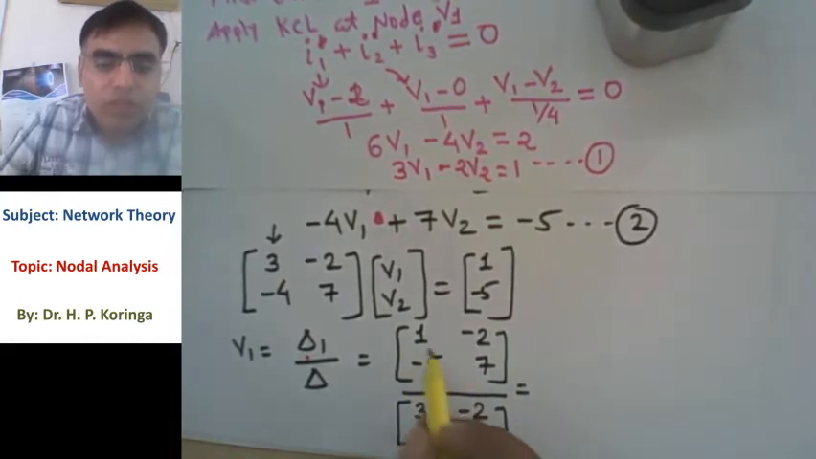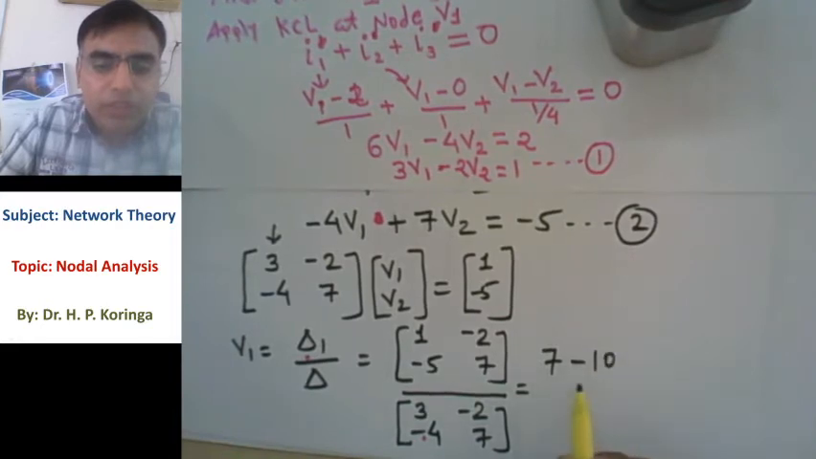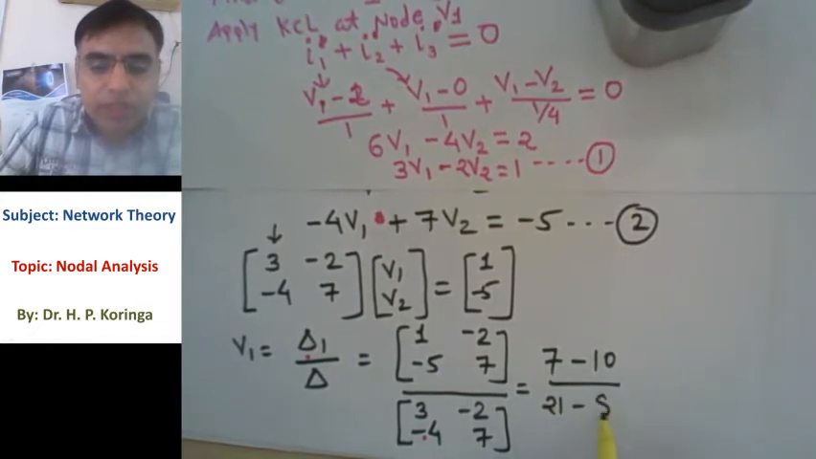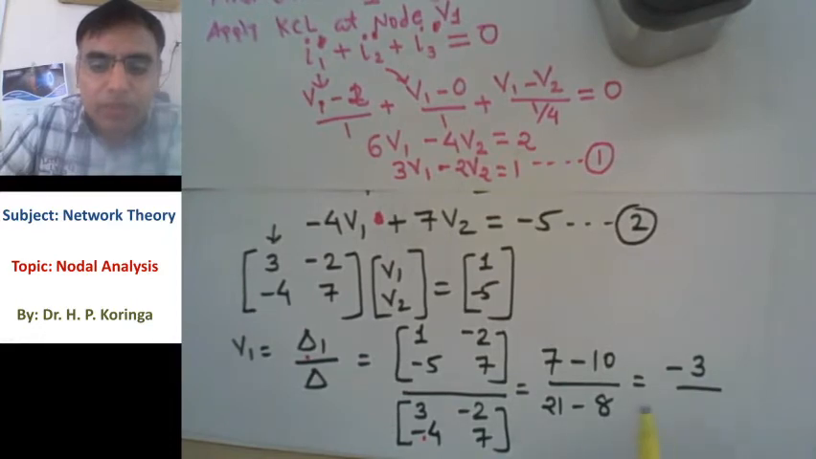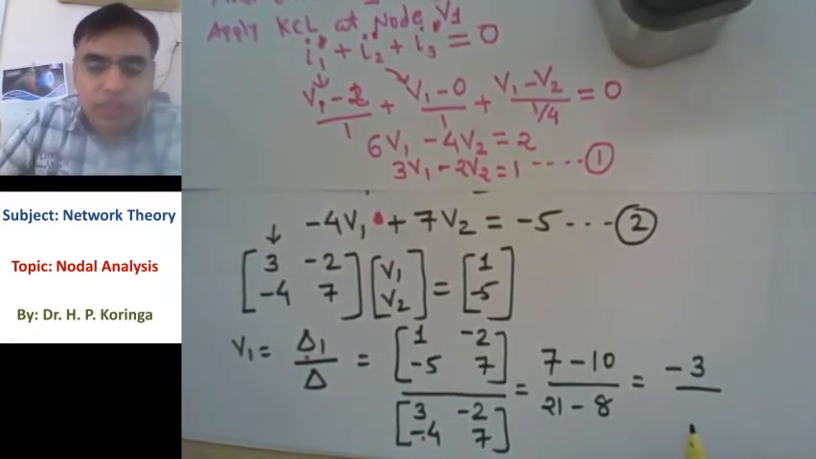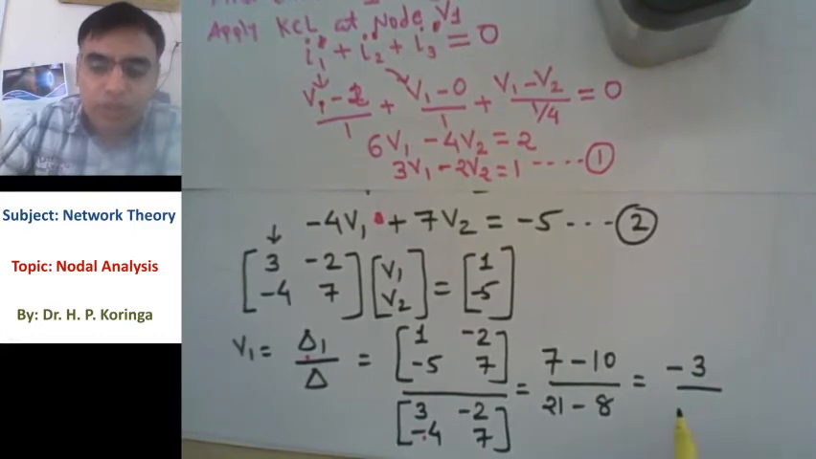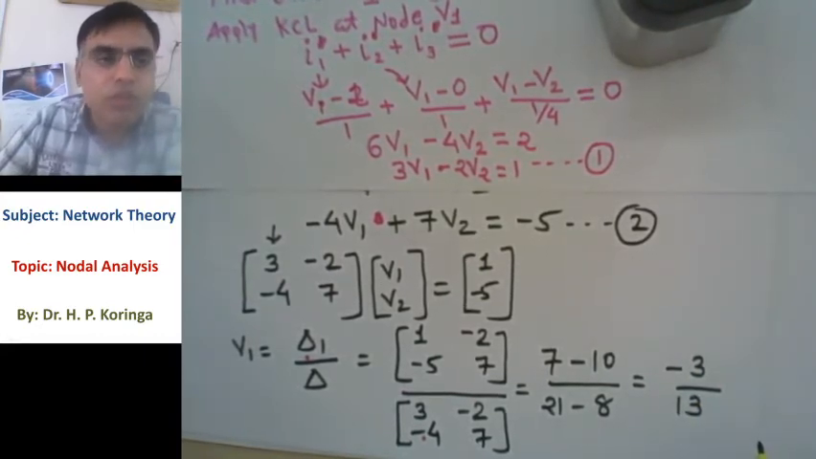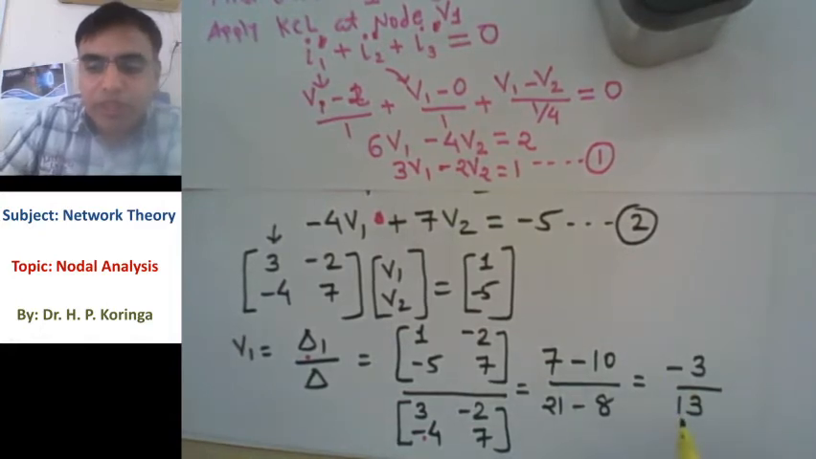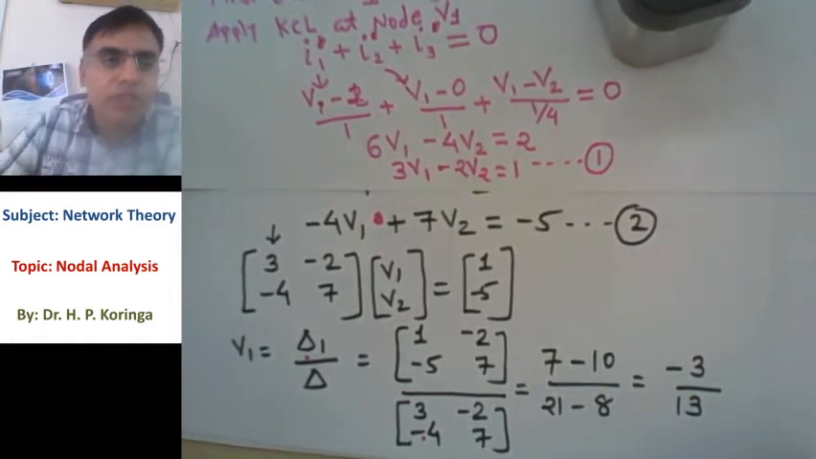So the answer of this is 7 minus 10 divided by 3 multiplied by 7, which is 21 minus 8. So here it is minus 3 divided by 21 minus 8, which is equal to 13. Right? So minus 3 divided by 13 is our V1.